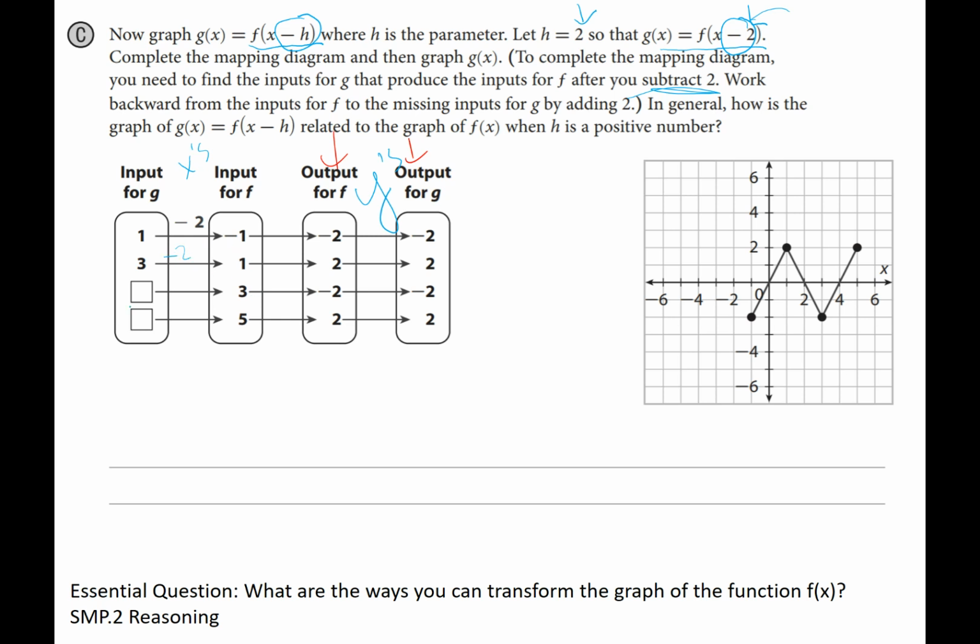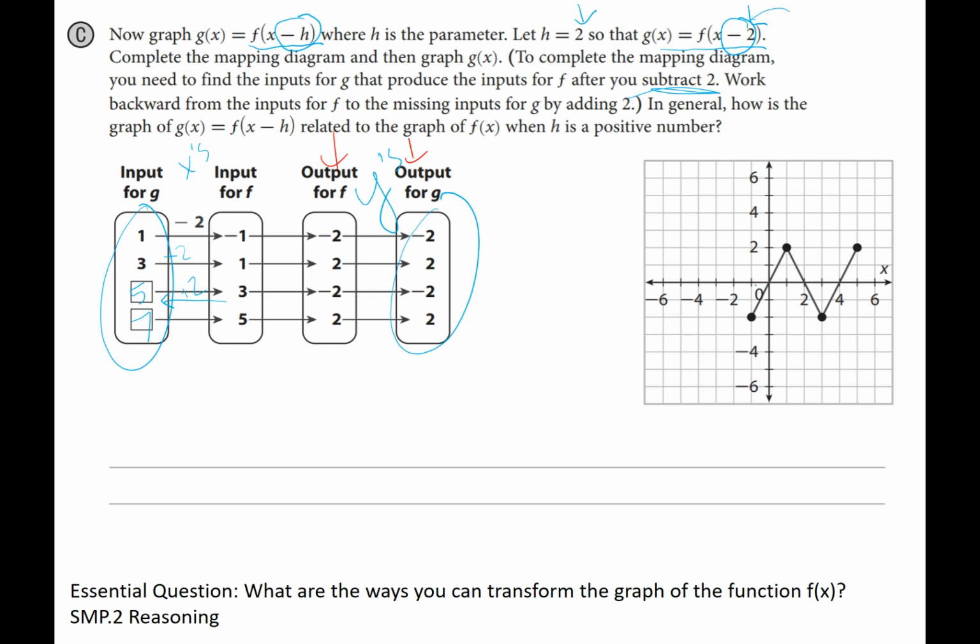In order to go the opposite direction, because they gave us the blank boxes, so in order to go back that way, we would add 2. So 3 plus 2 is 5, and 5 plus 2 is 7. Okay? And then we're going to go ahead and graph that on here. We're going to use these x values and these y values to get our g graph. And notice the y values were the same on both the f and the g.